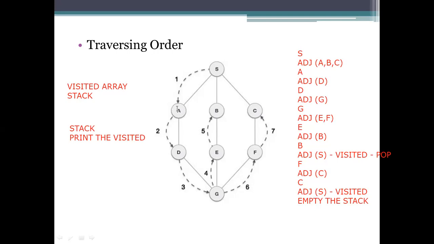After visiting A, we need to look whether any other node is connected to A. As it is there, which is D, we need to traverse from A to D. And these two still remain unvisited. This one is a visited one. This one is a visited one.